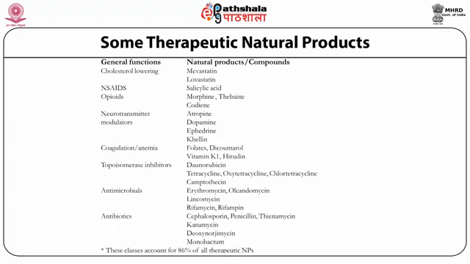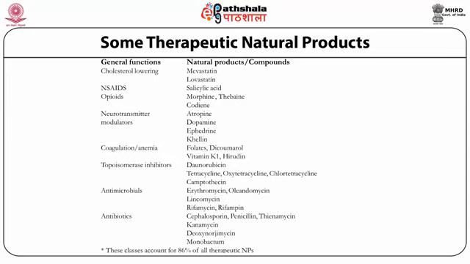This slide provides you a list of natural substances along with their general functions. This is not an exhaustive list. So here at the top we have mevastatin or lovastatin, which belong to the class of statins. They are cholesterol lowering components which are obtained from natural sources. In the same way, we can see the second entry of non-steroidal anti-inflammatory drugs, obtained from salicylic acid, which is obtained from willow. Another important natural product is obtained from opium.